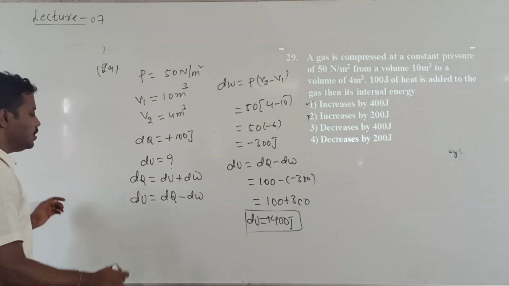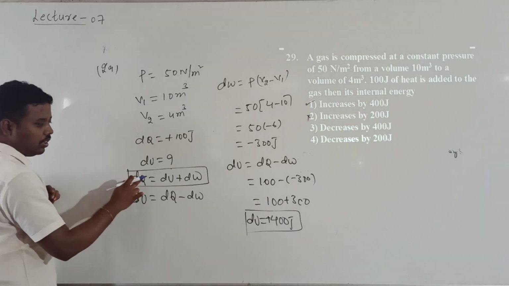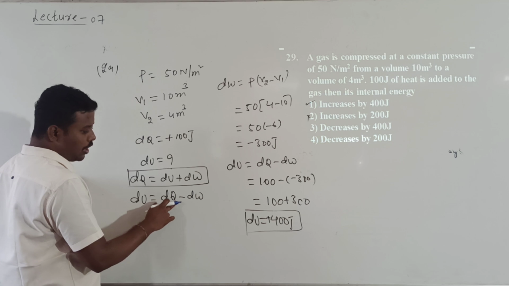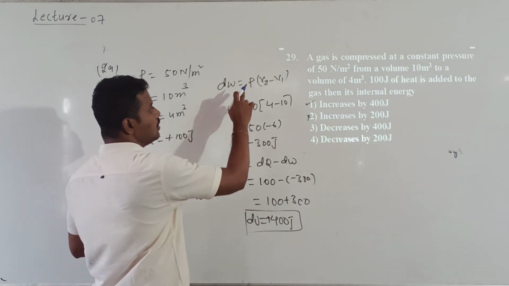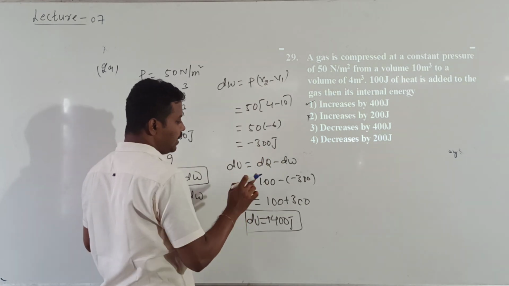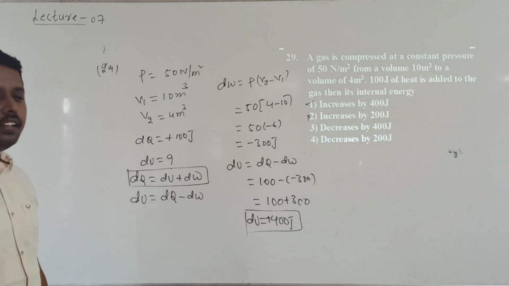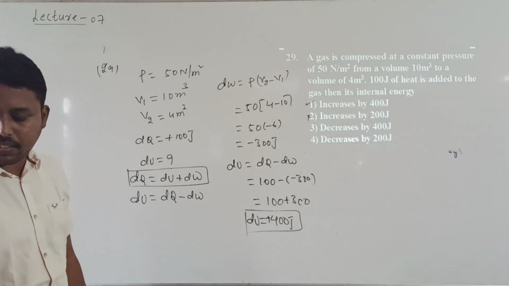Once you check, this is the basic formula of the first law of thermodynamics: dQ is equal to dU plus dW. From this, dU is equal to dQ minus dW. So dW value will be minus, that is given by this minus 300. Then dQ is equal, so it increases by 400. Question understood? So this is question number 29.